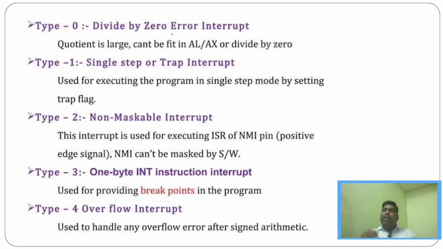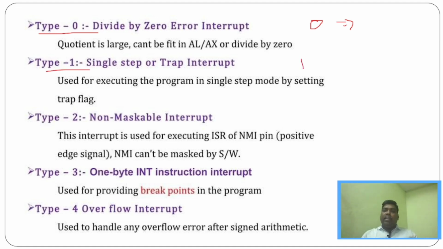For example, in division, normally the divisor will divide and provide the quotient and remainder. Say for example, if the divisor is going to be 0, then the quotient would be infinite. If it is infinite, you cannot save that particular value in the microprocessor. So in that case, type 0 interrupt will happen. So whenever there is a special case or a problem like this, type 0 interrupt will happen. And type 1 is single step or trap interrupt.